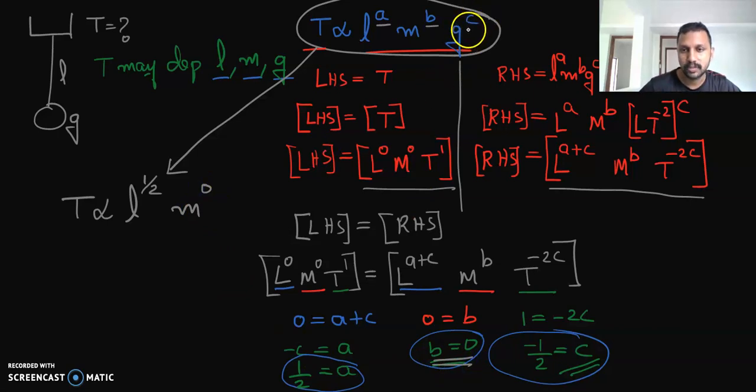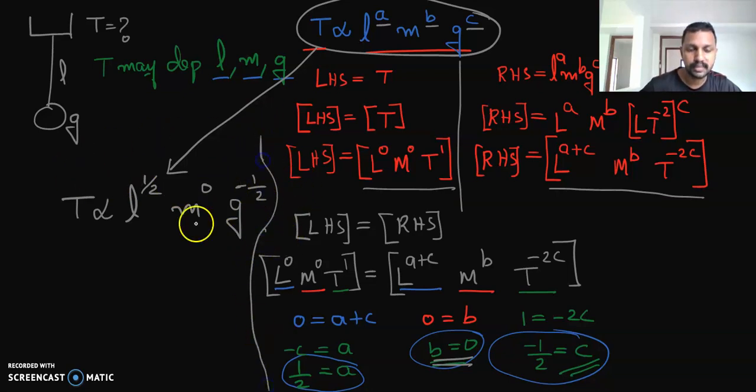G raised to C instead of C it is minus 1 by 2. Therefore G raised to minus 1 by 2. Clear? Then I could write this in a simplified manner, that is T proportional to L raised to 1 by 2. Let it be like that.